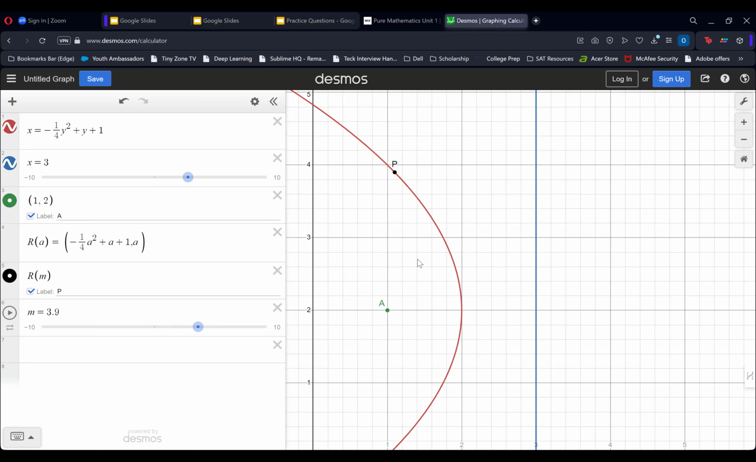The loci is this entire curve. It's not an equation equal to 0. It's an entire curve, right? And we're saying that P travels along this line, and at every point on this line, the distance from P to A is the same as the distance from P to the x equal 3 line. Make sense? So that's why it's not equal to 0, because it's actually a line or a curve that we're creating. Make sense?